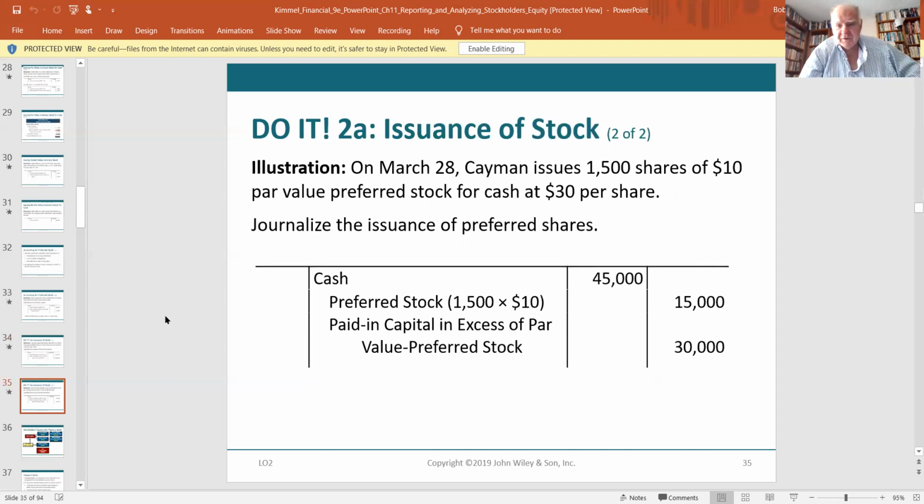Cayman issues 1,500 shares at $10. Well, it's the same thing. 1,500 times 10 is always going to be your stock line, always your stock line. 1,500 times 30, that's 45,000. Your paid-in capital in excess of par is $30,000.